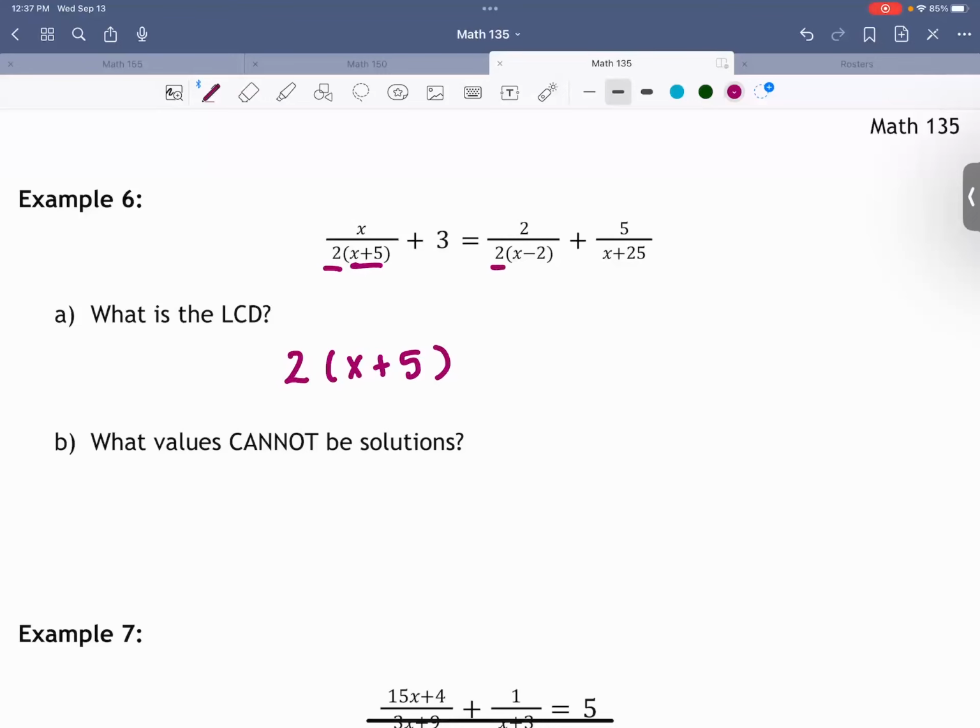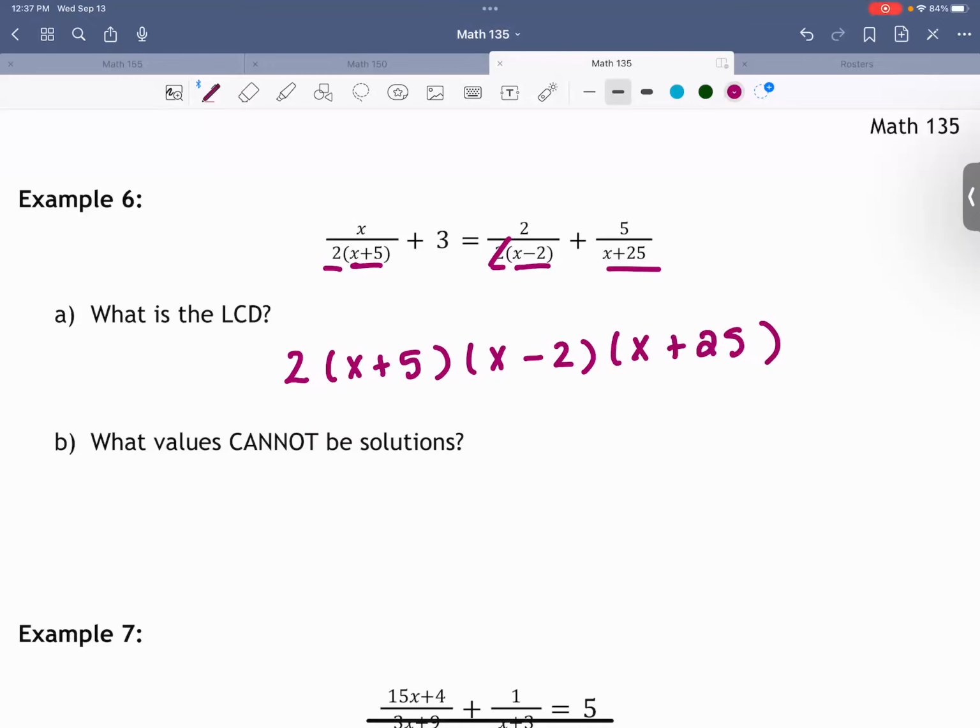We have 2 again. Should I write 2 again? No, right? So if I already wrote 2 and 2 is underneath another thing, that doesn't go in the LCD. I'm just going to ignore that, okay? x minus 2, I didn't write that down, so I'm going to write x minus 2. I didn't write x plus 25, so that also goes in the LCD, okay? So basically everything that doesn't get repeated goes in the LCD.